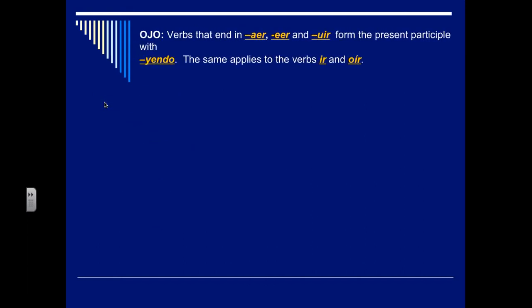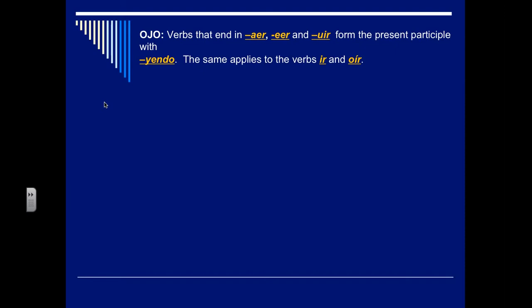Now, ojo. Ojo means look out. There are some verbos that end in AER, like traer, or that have double E in the infinitive, like leer. And then UIR verbos, like huir. In the present participle, these verbos, note how it's an ER and IR ending verbo, so the I becomes a Y. So the ending to these verbs is going to be yendo, Y-E-N-D-O.